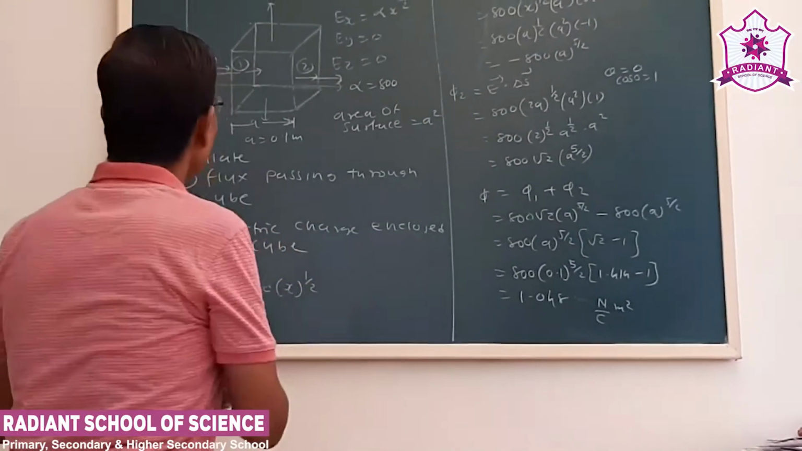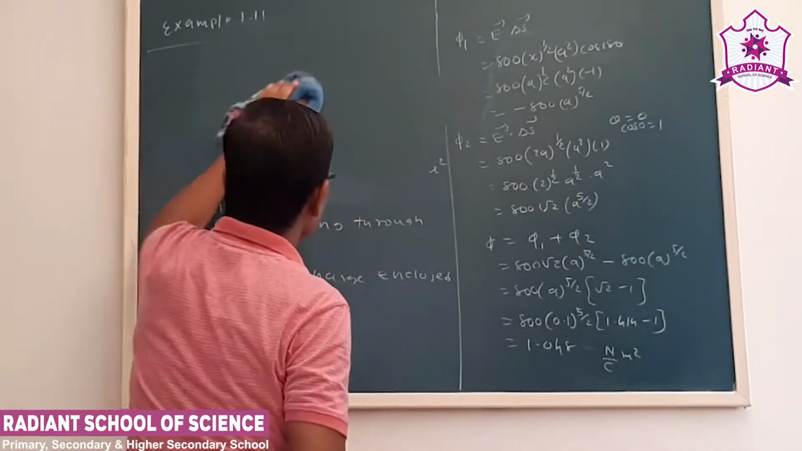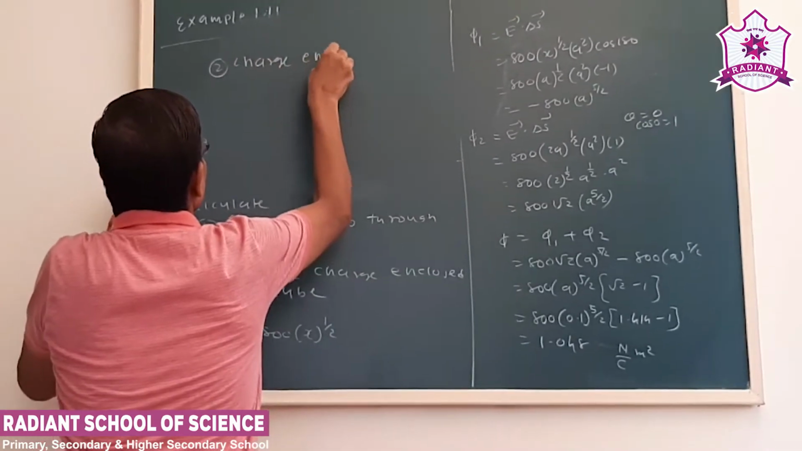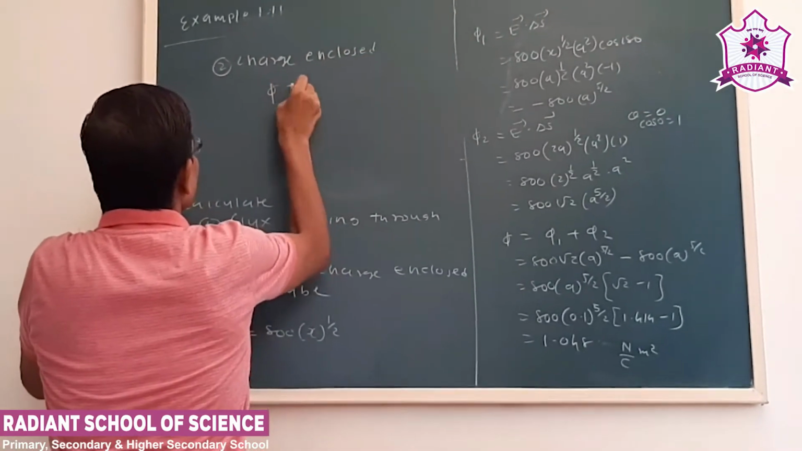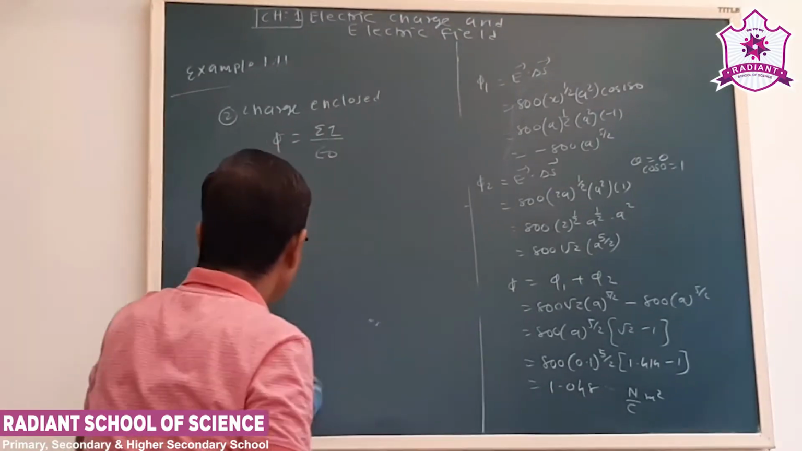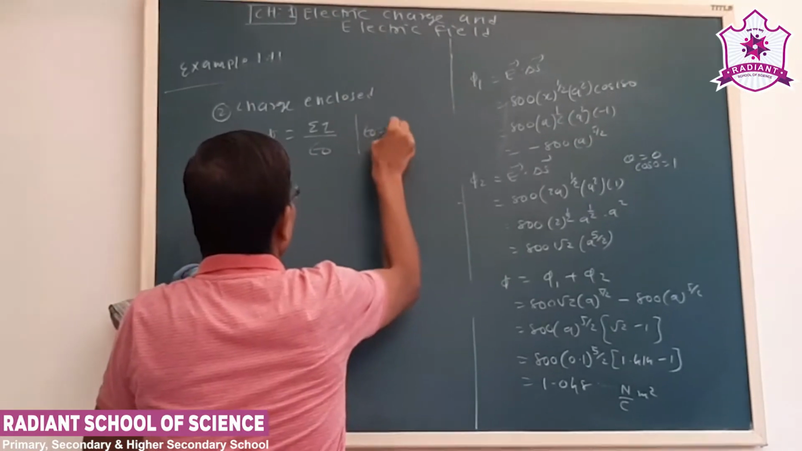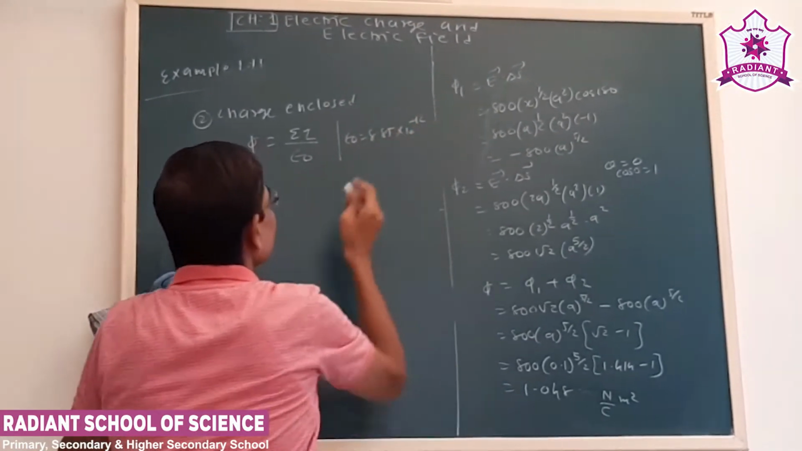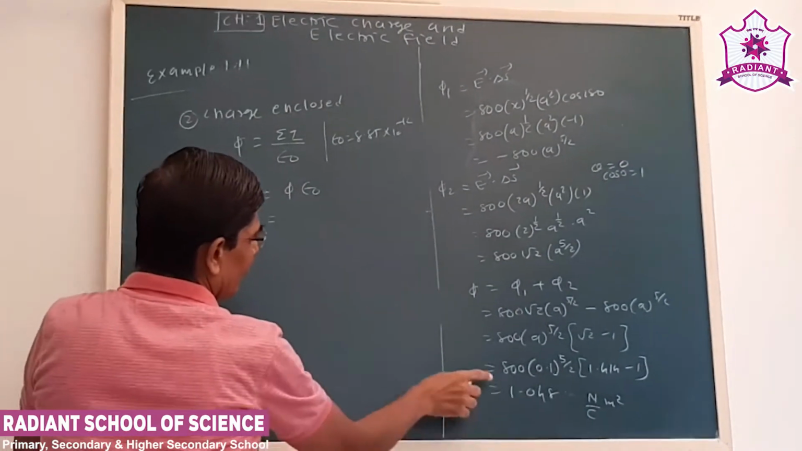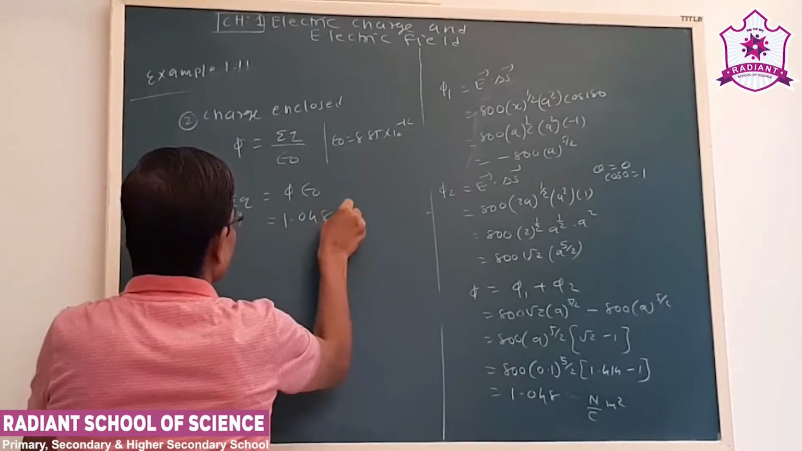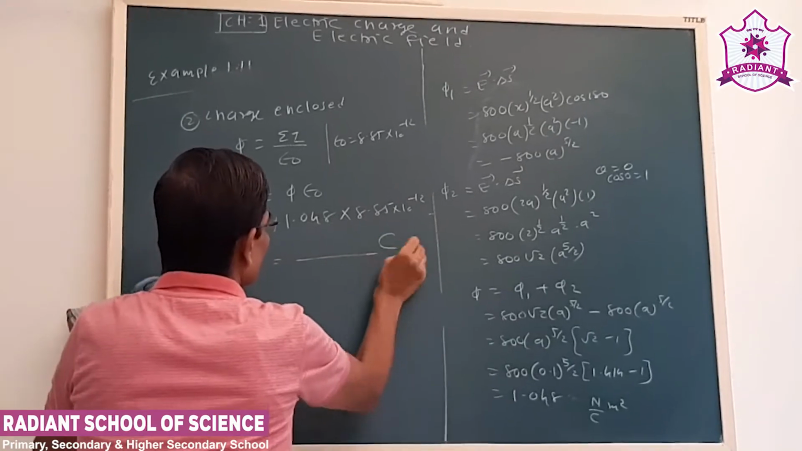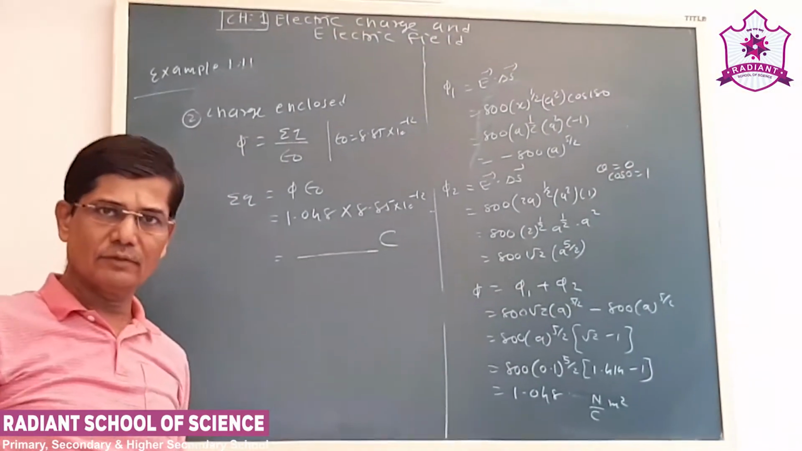Now the second part of the question is the charge enclosed by the Q. Now flux is sigma Q upon epsilon 0. Now epsilon 0 we know is 8.85. So sigma Q is 5 into E0. Flux is 1.048 epsilon 0. See, charge will be equal. Okay, this is how we can solve the question.